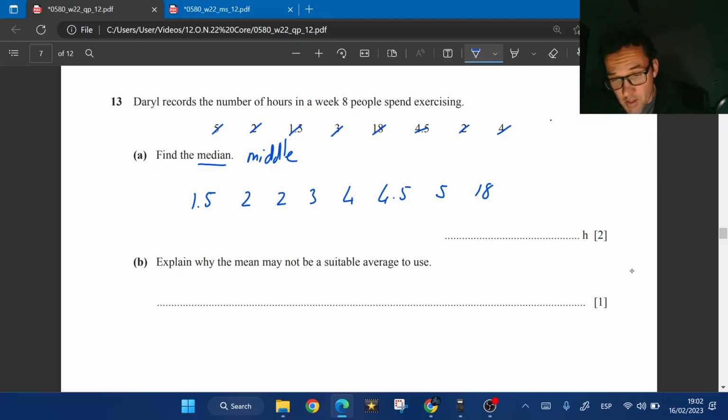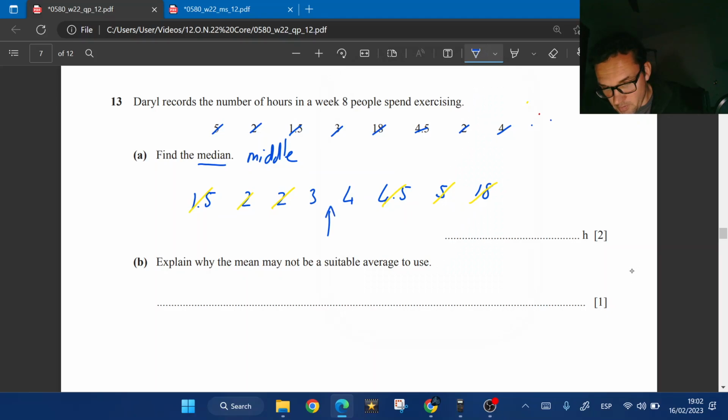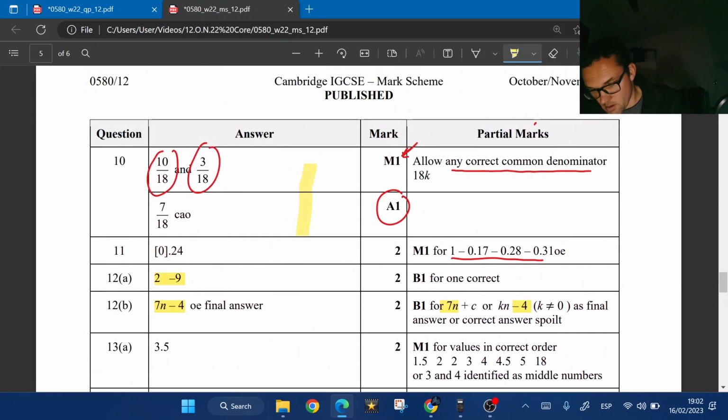Okay, so let's look for the middle number. There are different ways of doing this. Let's just cross off the first, the last, the second, and so on. And then we'll see the middle is between 3 and 4, because we've got 1, 2, 3, 4 on the left and 4 on the right. So what's halfway between 3 and 4? 3.5. So the median hours of exercise a week is 3.5 hours. There we go.